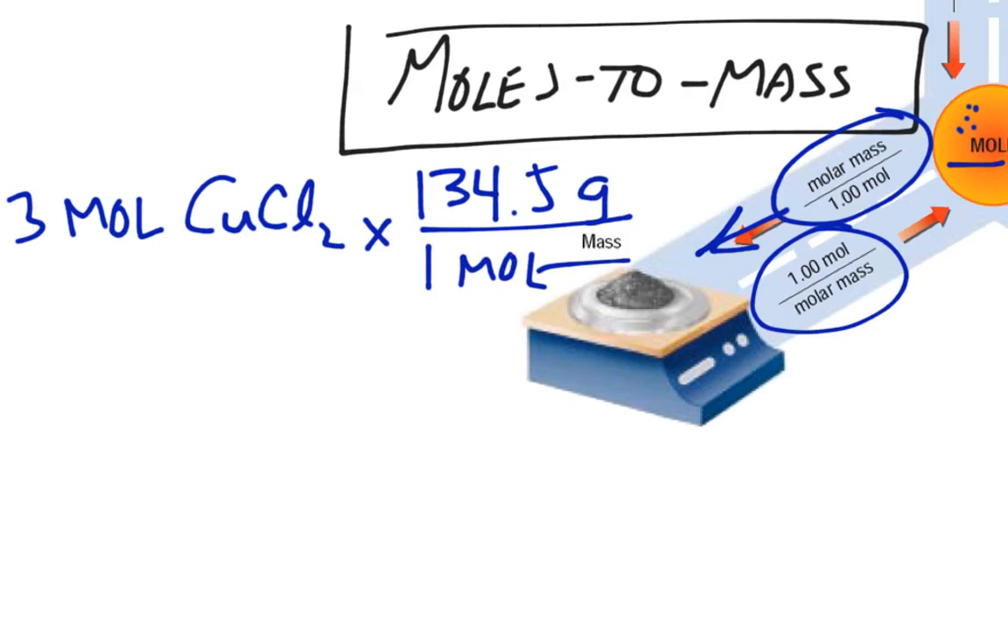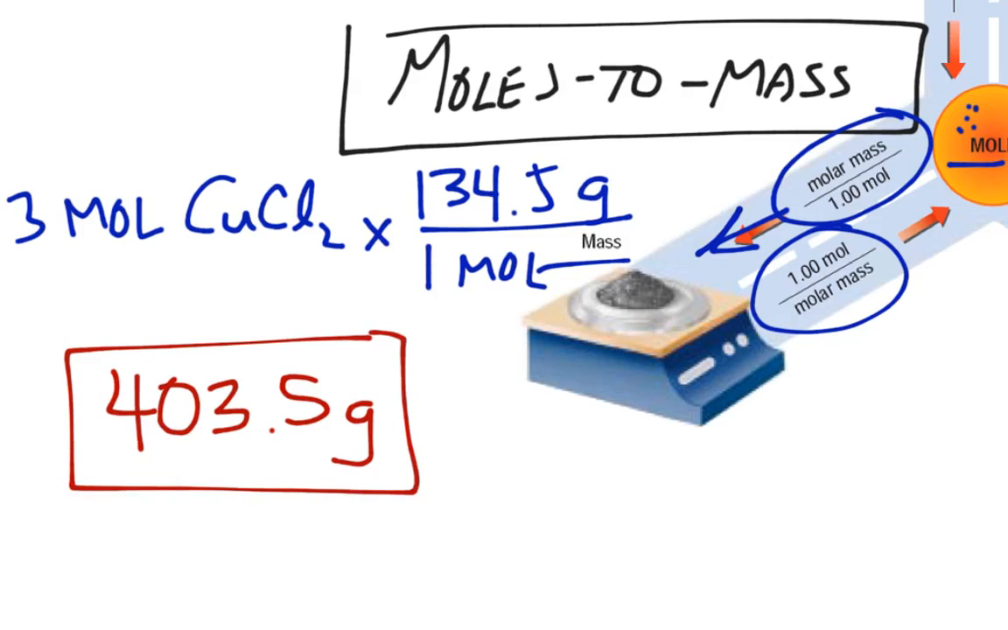What we find here when we multiply 3 moles times 134.5 is that 3 moles of copper 2 chloride has a mass of 403.5 grams. We'll be doing lots of practice with this in class, but this is a good video for you. I highly recommend that you make this one of your favorite videos because you're going to end up having to watch this one a few times.